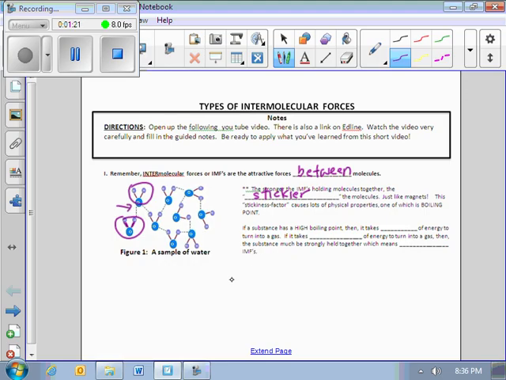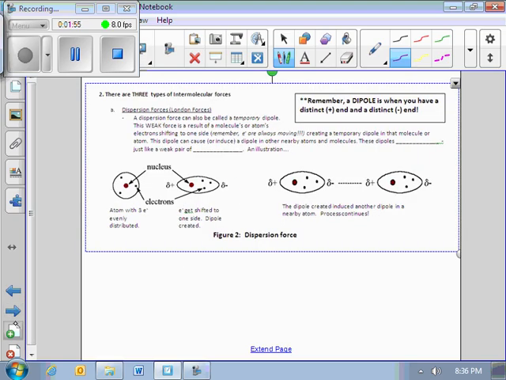Boiling point is the amount of energy needed to make something turn into a gas. So if a substance has a high boiling point, then it takes a lot of energy to turn it into a gas. Why is that? Well, one molecule must be really strongly attracted or really sticky with the other molecule. Therefore, the substance must be strongly held together, which means what kind of IMFs? High intermolecular forces. Okay? So, there are some different types of intermolecular forces.